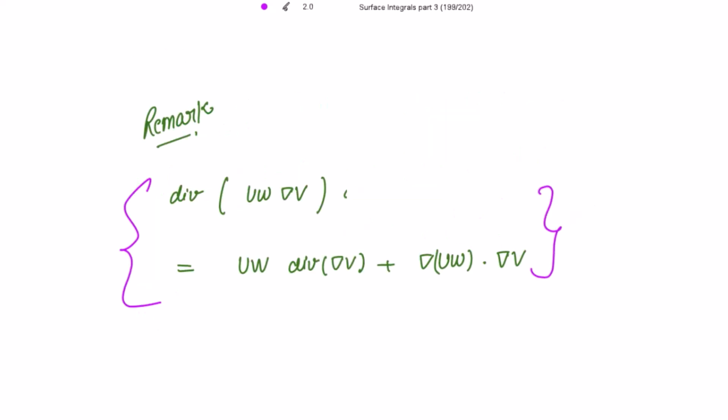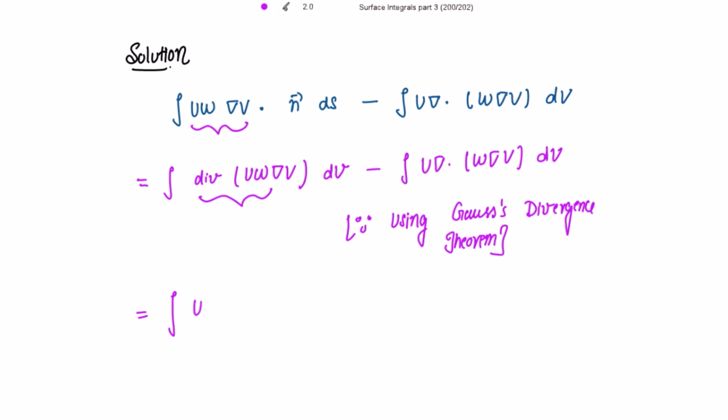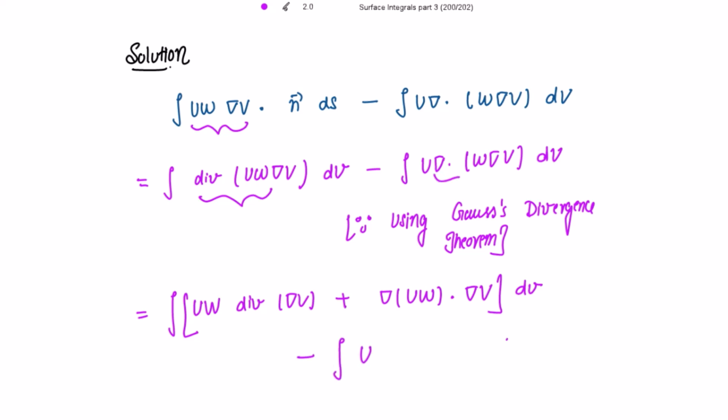What is this? We are going to use this result now. So this is u w divergence of ∇v plus ∇(u w) dot product with ∇v. It is very easy to remember. Writing here dv minus the integral of u, okay, this can be written as divergence of w ∇v, so this is divergence of w ∇v dv.